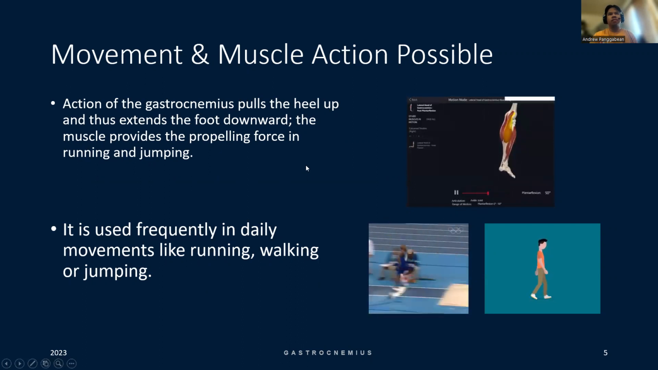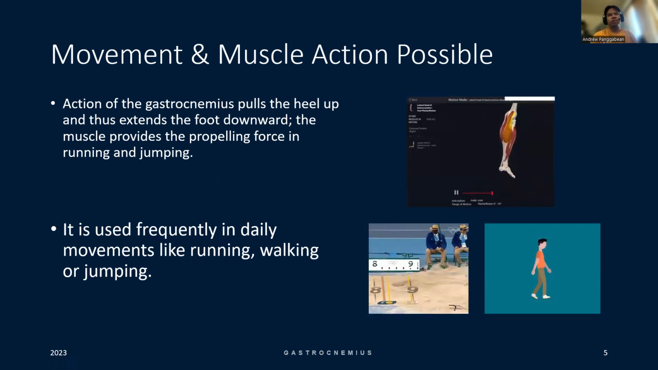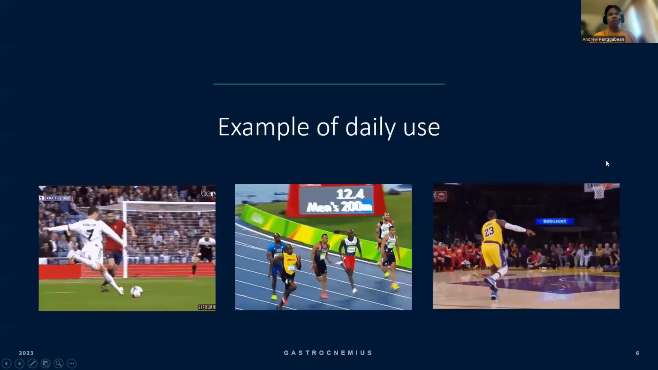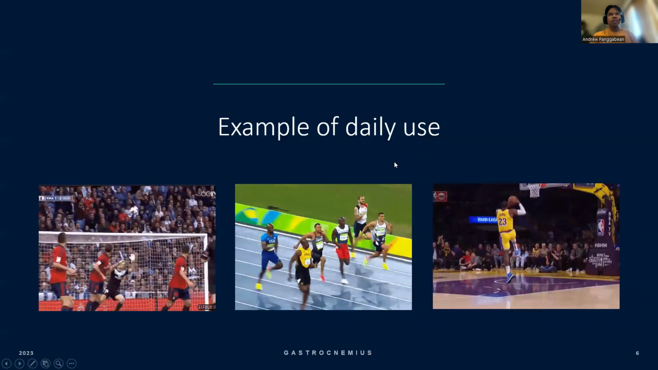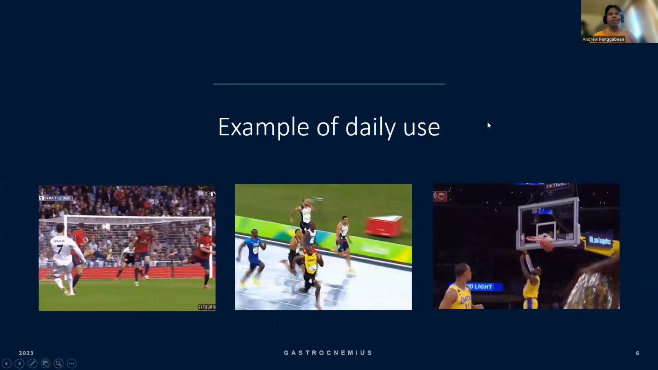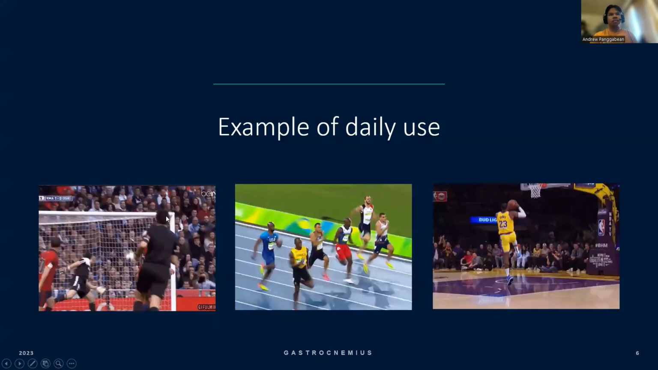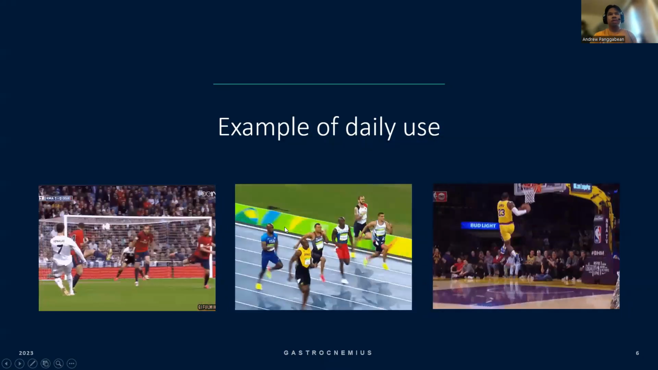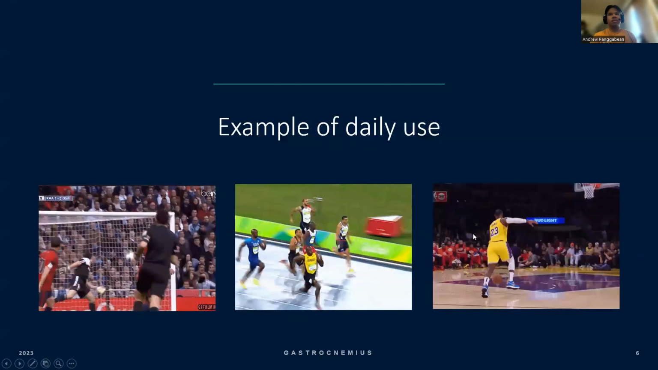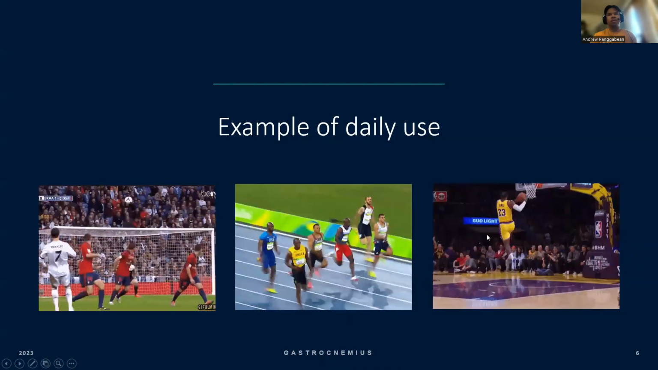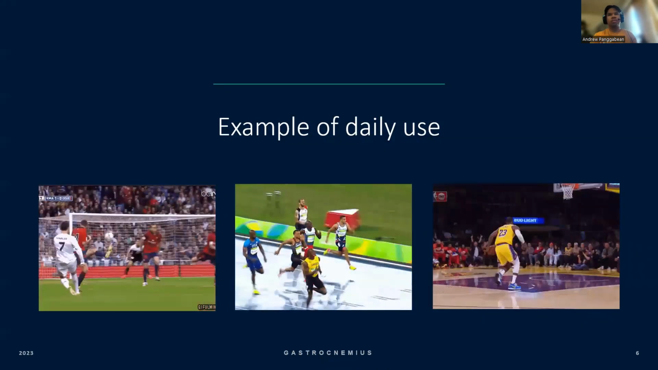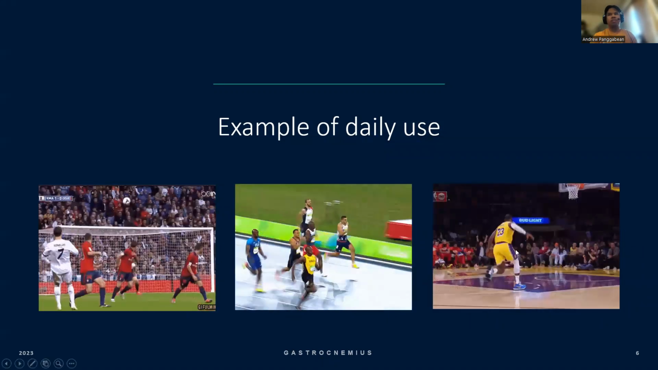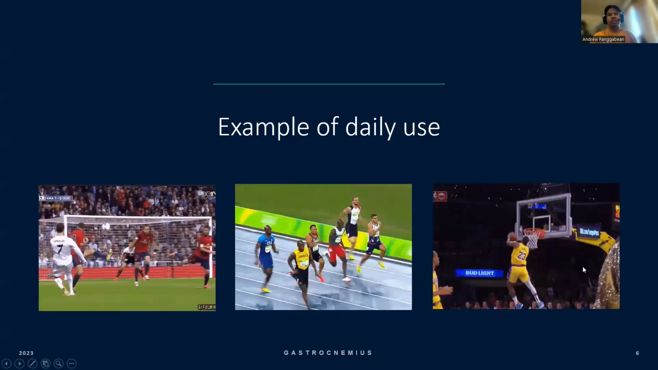And then again, the gastrocnemius is very frequently used in daily movement, like running, walking, and jumping. In this slide, there are three examples of what we use it for in sports. Like soccer, when you do a kicking motion. The second one is when you do running or sprinting. And lastly, when you play basketball and do jumping, you use force from your gastrocnemius to jump high, just like LeBron James doing a basketball dunk.